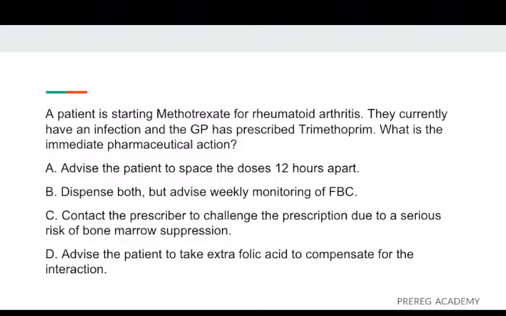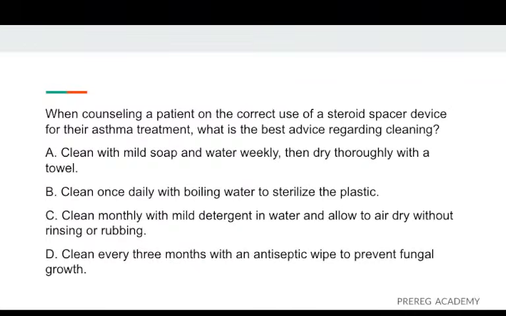Carbamazepine will cause hypernatremia. Is that true or false? Yes, that's false. Carbamazepine will cause hyponatremia. Okay, well done, everyone. So this is the next question on my screen.